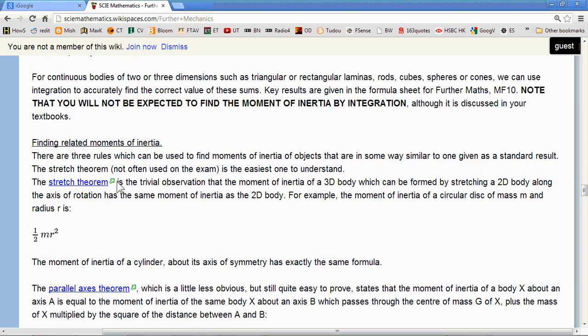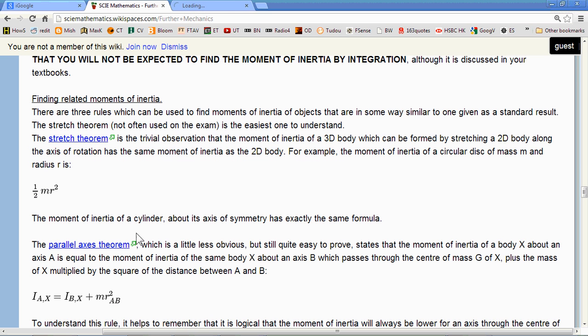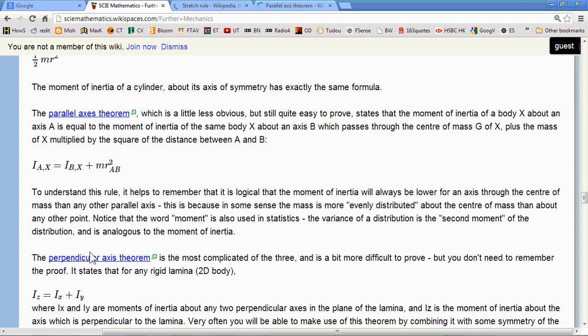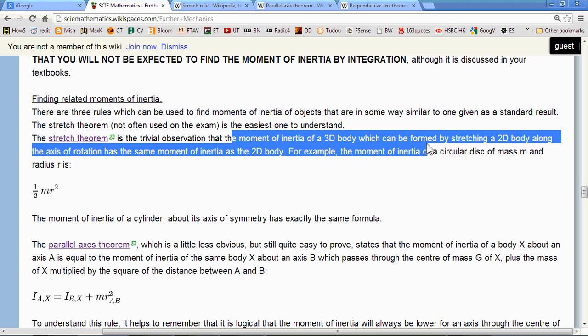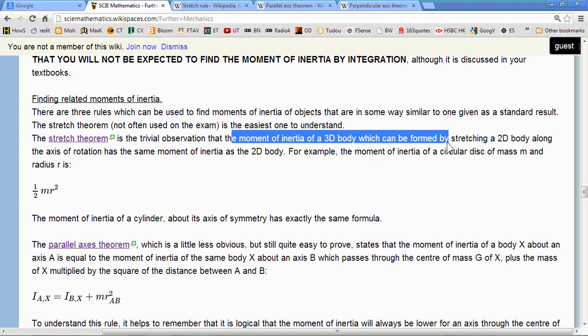The Stretch Theorem is linked in Wikipedia here, so I think I'll just open these Wikipedia links and show you. It's useful sometimes to review basic concepts on a place like Wikipedia to see a little more detail, if nothing else, just for curiosity's sake. So the Stretch Theorem is the trivial observation that the moment of inertia of a 3D body, which can be formed by stretching a 2D body along the axis of rotation, has the same moment of inertia as the 2D body.